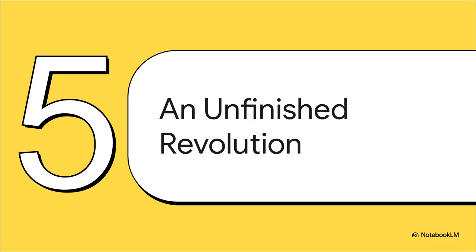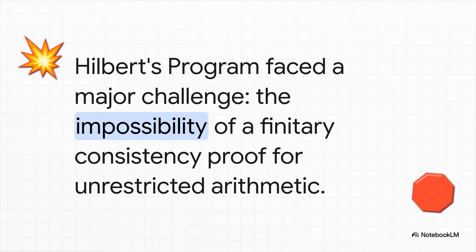This leads us to our final section, an unfinished revolution. Because Hilbert's grand plan was about to hit a brick wall, and that wall was named Kurt Gödel. His famous incompleteness theorems proved that for any formal system powerful enough to do basic arithmetic, it's impossible for that system to prove its own consistency. That just struck a devastating, fatal blow to the ultimate goal of Hilbert's program.